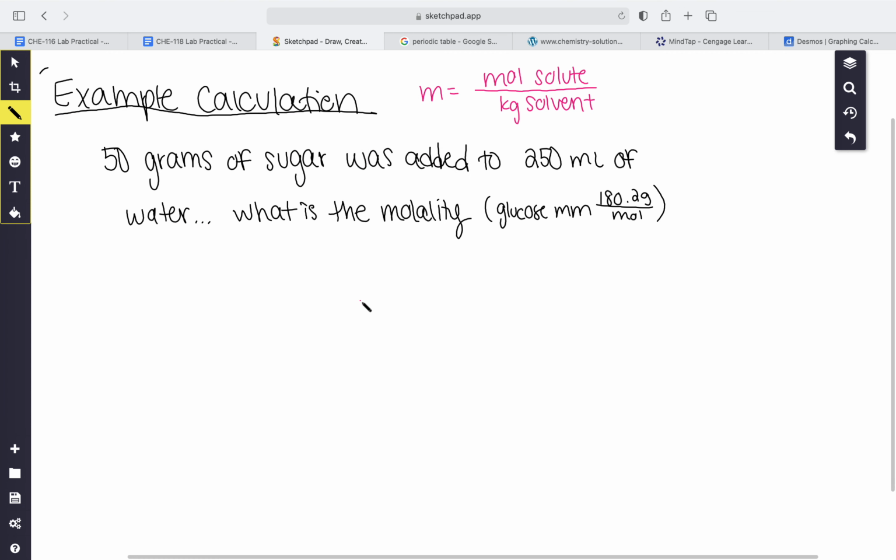So we have 50 grams of sugar, which we're going to assume is glucose, added to 250 milliliters of water. What is the molality? Okay, so we're going to need to get moles of the solute. So let's get that first, because right now we're in grams. So we have 50 grams of sugar, which is our solute, divided by 1. And then to get to moles, we're going to use the molar mass. So let's get rid of grams by dividing by grams of sugar per 1 mole of sugar.